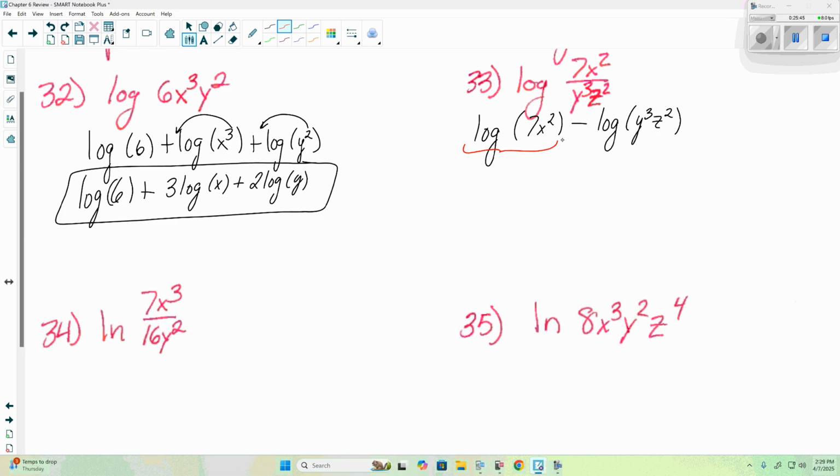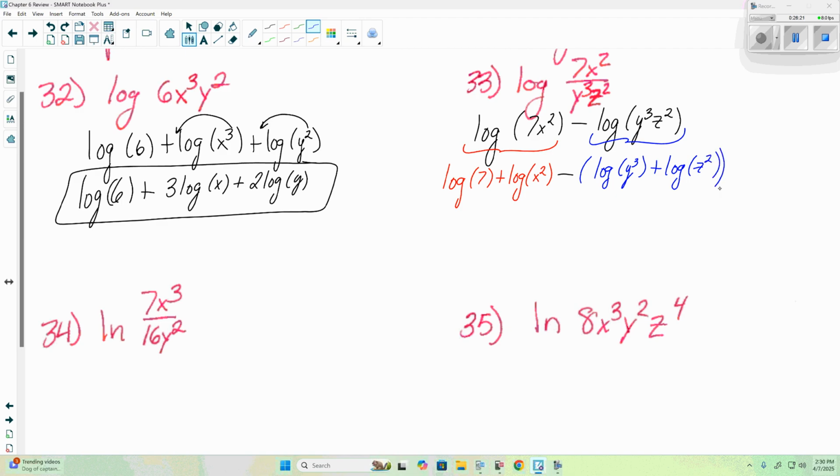Questions on step 1? Let's look at step 2. Product. Log of 7x squared is going to be log of 7 plus log of x squared, minus our second one, log of y cubed z squared, is a product. And it would be log of y cubed plus log of z squared.